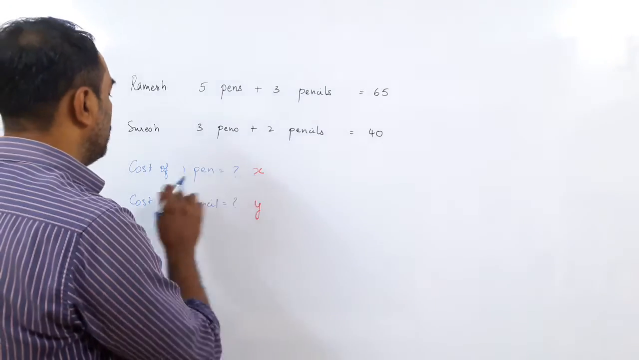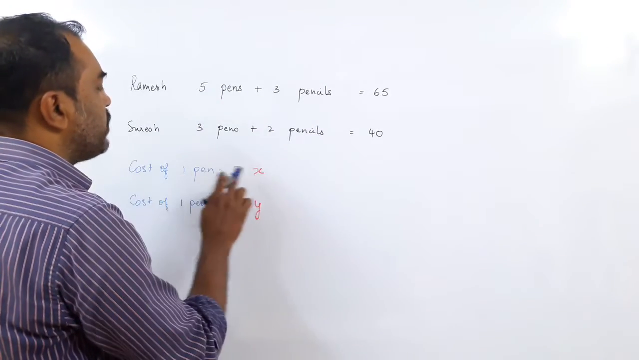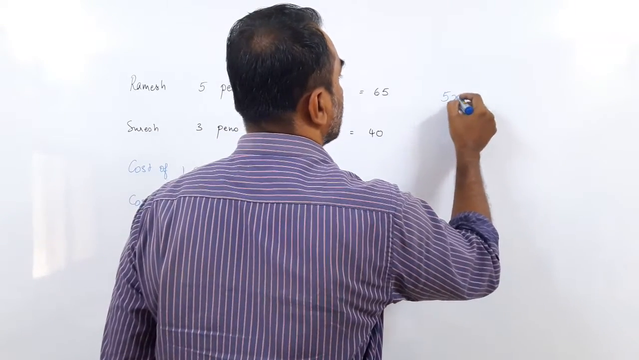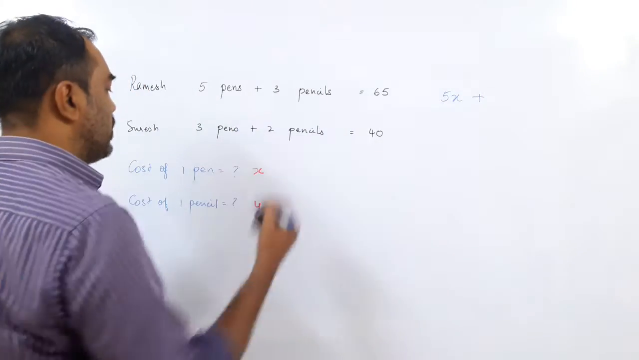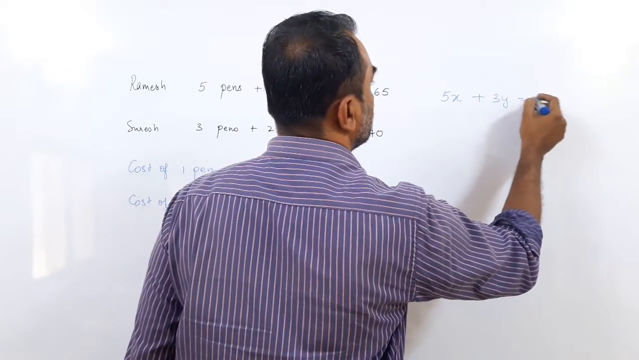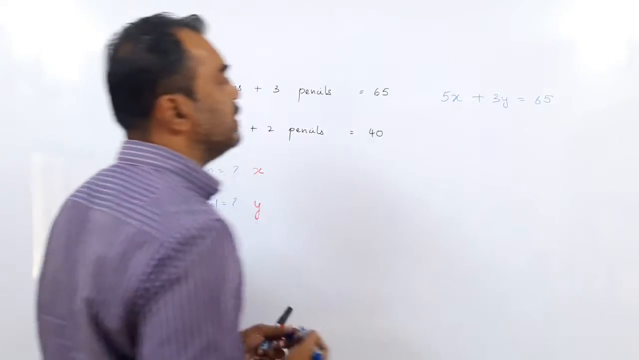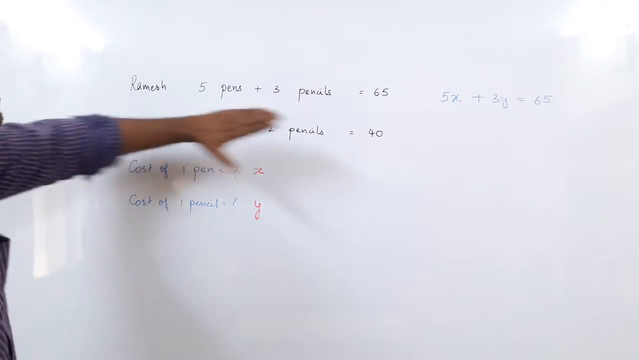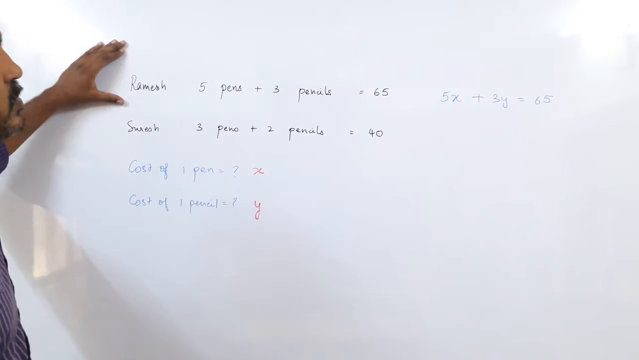So he has taken 5 pens. One pen costs x rupees, so 5 pens cost 5x rupees. One pencil costs y rupees, so 3 pencils cost 3y rupees. And the total bill is 65. Okay. Now for a moment, forget Suresh. Let us concentrate on Ramesh.